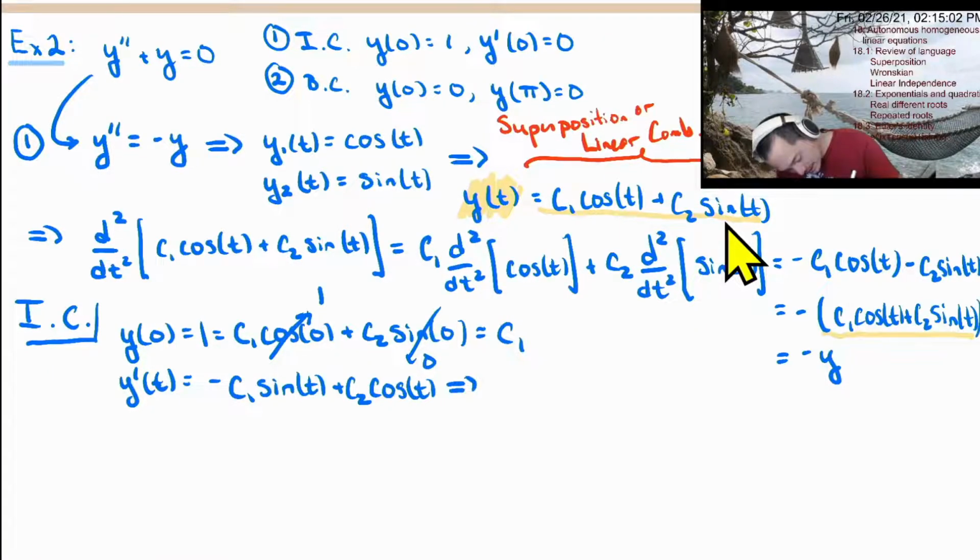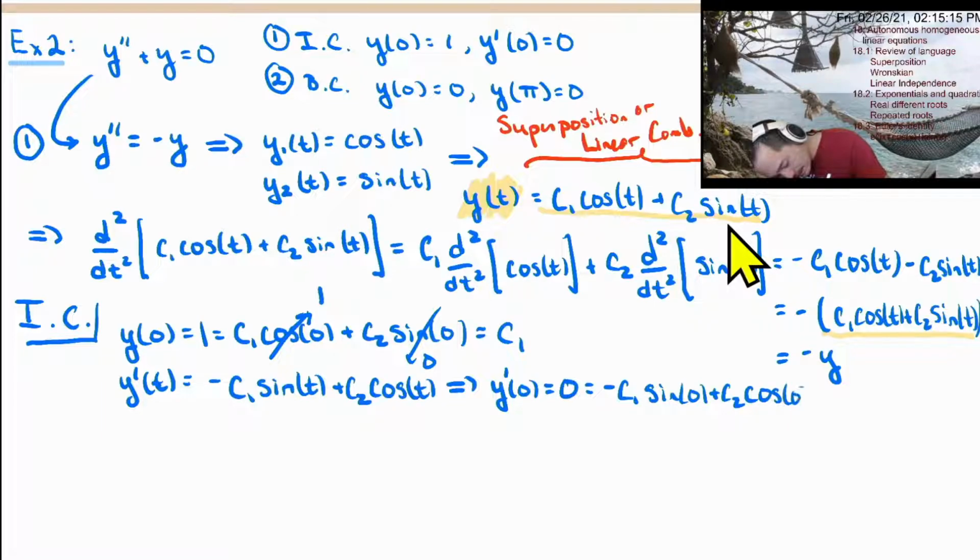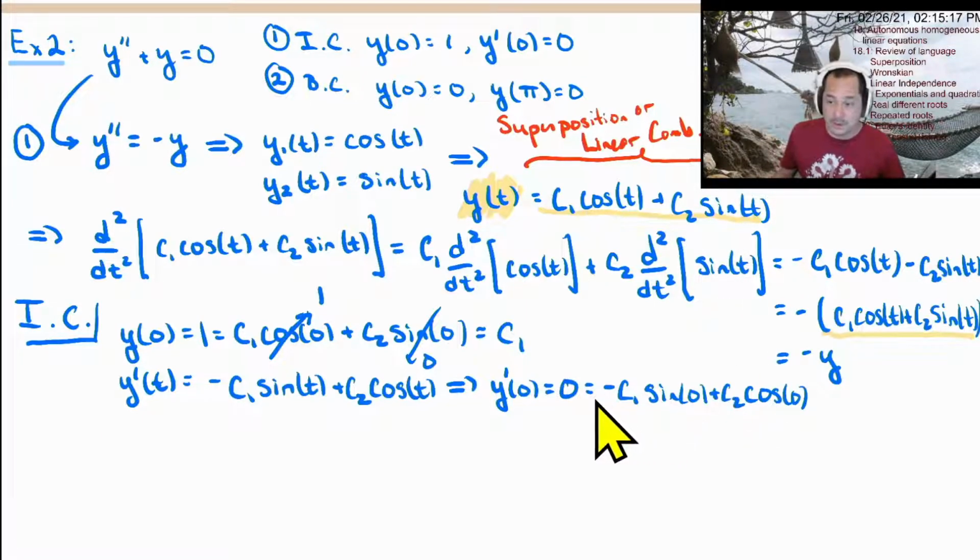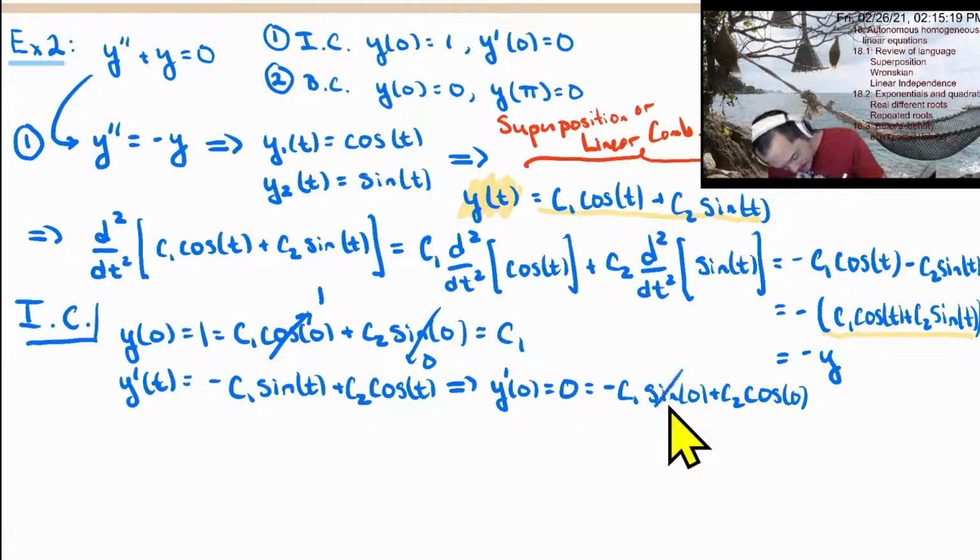Now put in the initial condition to get y prime of 0 is equal to 0. That tells me that negative c1 sine of 0 plus c2 cos of 0 is equal to 0. But what is sine of 0? Sine of 0 is just 0. What is cos of 0? Cos of 0 is 1. So what have I found out here?